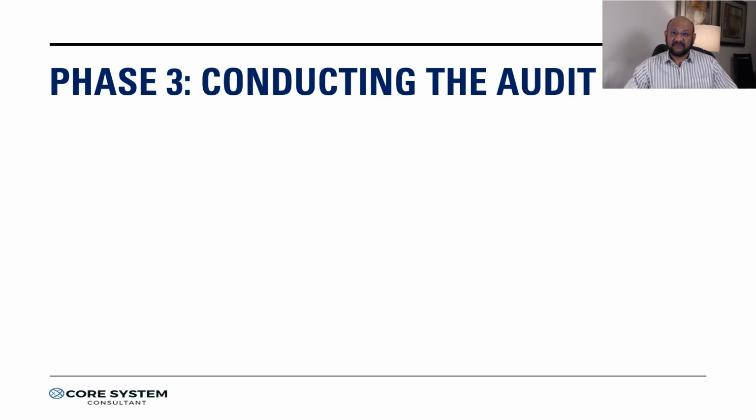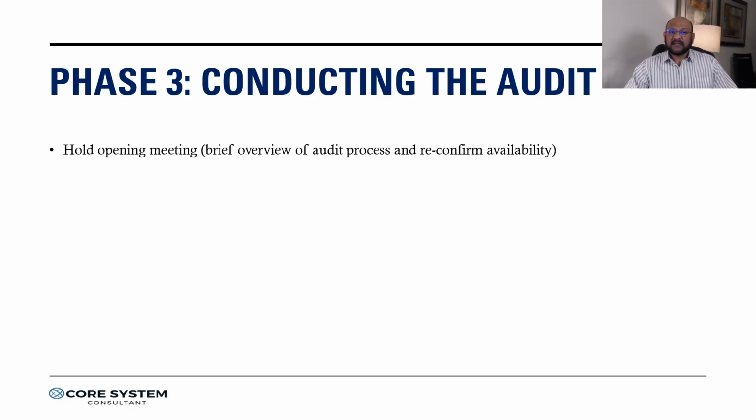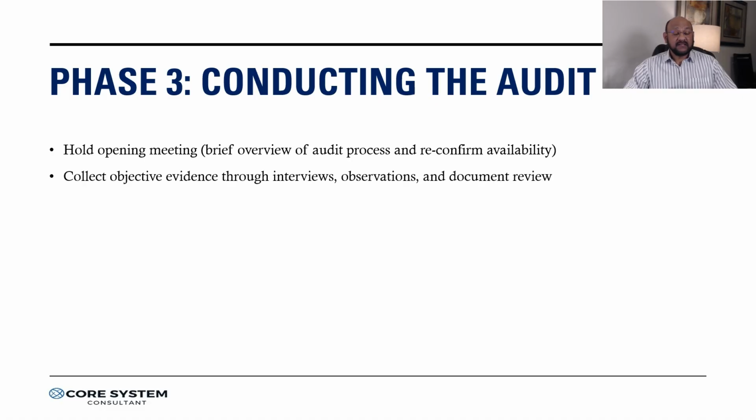This is called the execution phase, which normally starts with the opening meeting. So you visit the site along with the whole audit team. The audit team leader and the audit team members all visit the site, and if they belong to that one site, they call in the auditee, which are the departments and the processes to be audited, to put them on one page and reconfirm their availability, with a brief overview of how the audit process will go and what to expect out of that audit process. Then they start auditing.